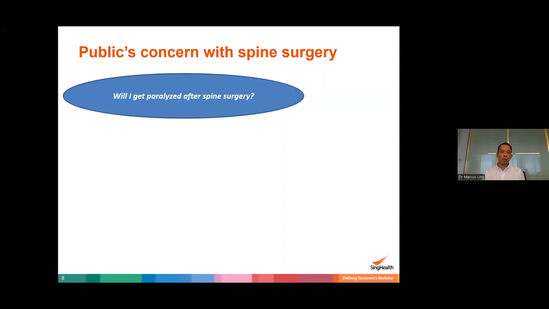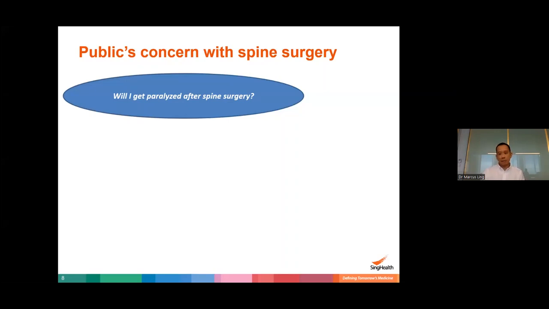The other factor would be, what kind of surgery are you doing? If you're just going for a very simple single level decompression surgery, maybe with fusion, I would say that the risk of paralysis is lower. However, if you're going for an extensive multi-level deformity correction kind of surgery, then I would say that the risk of getting paralysis would be slightly higher simply because there's mobilization of your spinal cord.